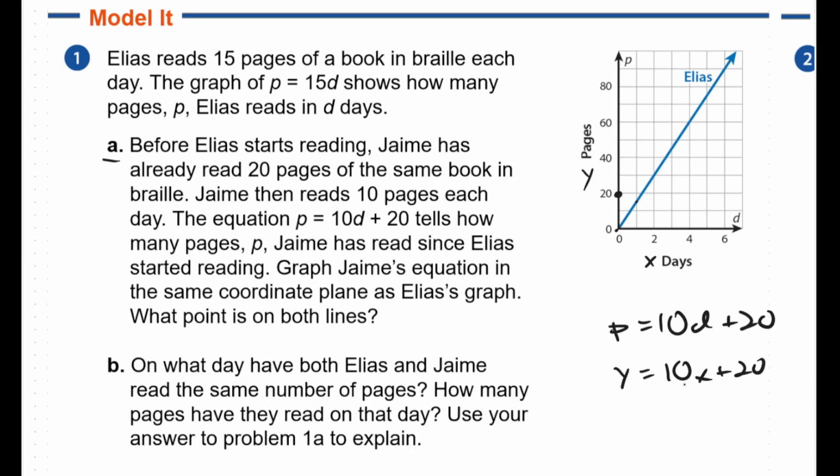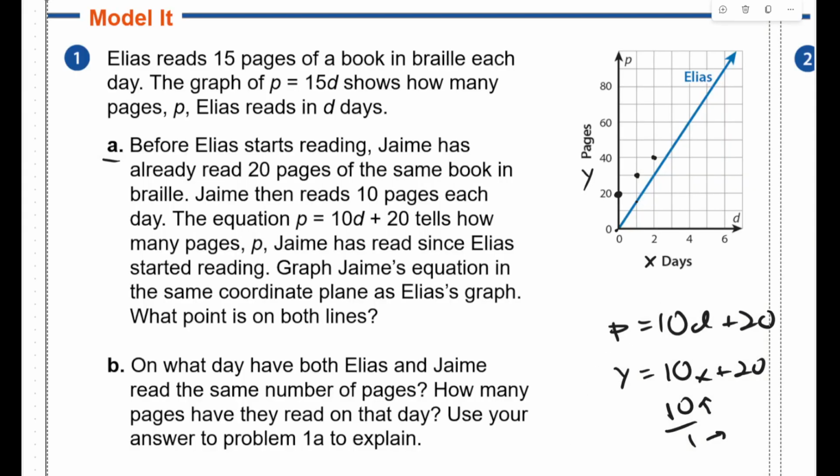And then Jamie's slope is 10, which is 10 over 1, which means I'm going to rise 10 and I'm going to run 1. So I'm going to start at 20 and I'm going to go up 10. So here's 30, I went up 10, and I'm going to go right 1. So my second point's going to be right here, and I might want to put a few more points on my graph just to make sure.